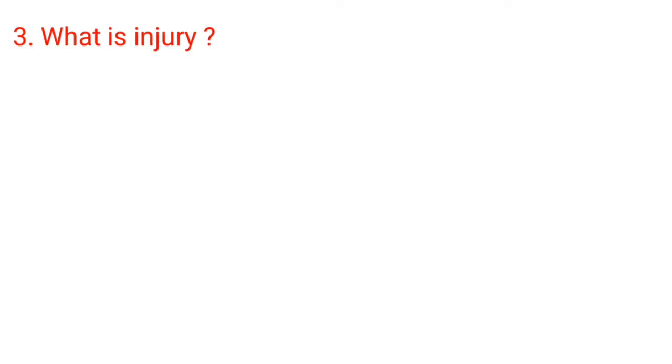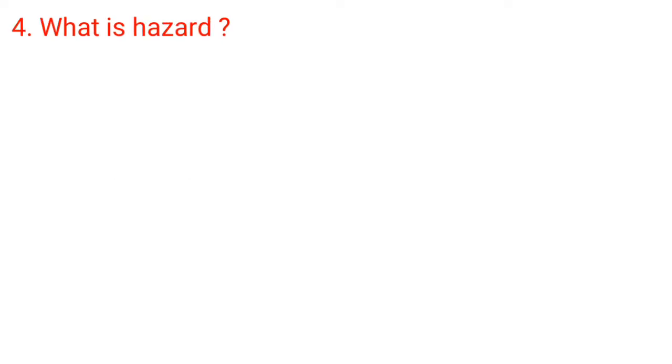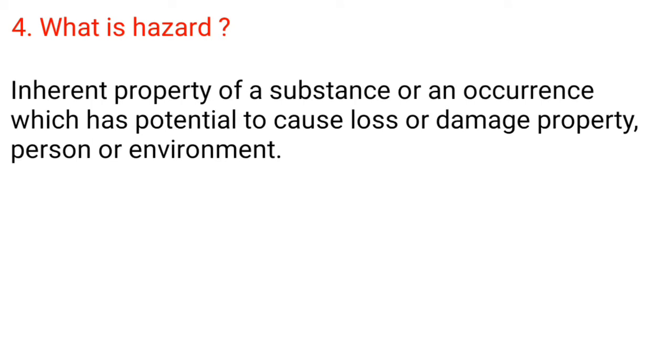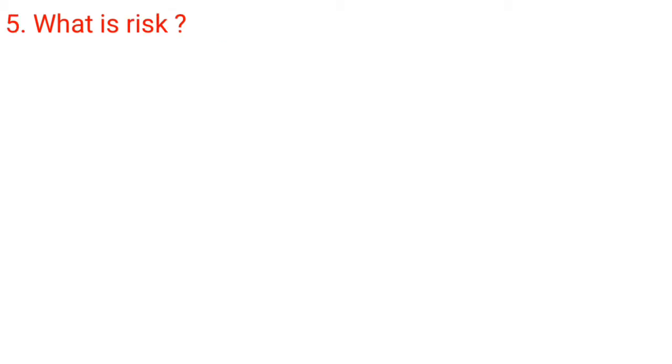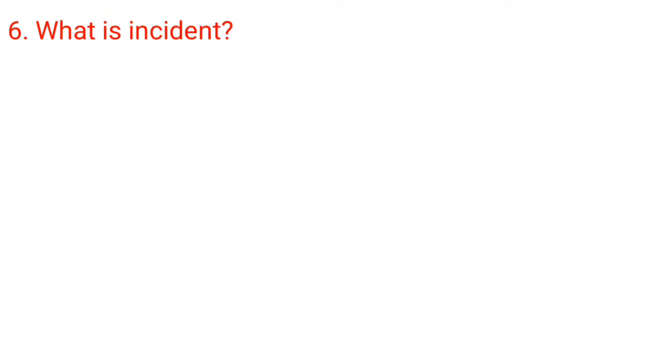3. What is injury? It is defined as a harmful condition sustained by the body as a result of an accident. 4. What is hazard? Inherent property of a substance or an occurrence which has potential to cause loss or damage property, person or environment. 5. What is risk? Improbability of the realization of potential for loss or damage or injury.